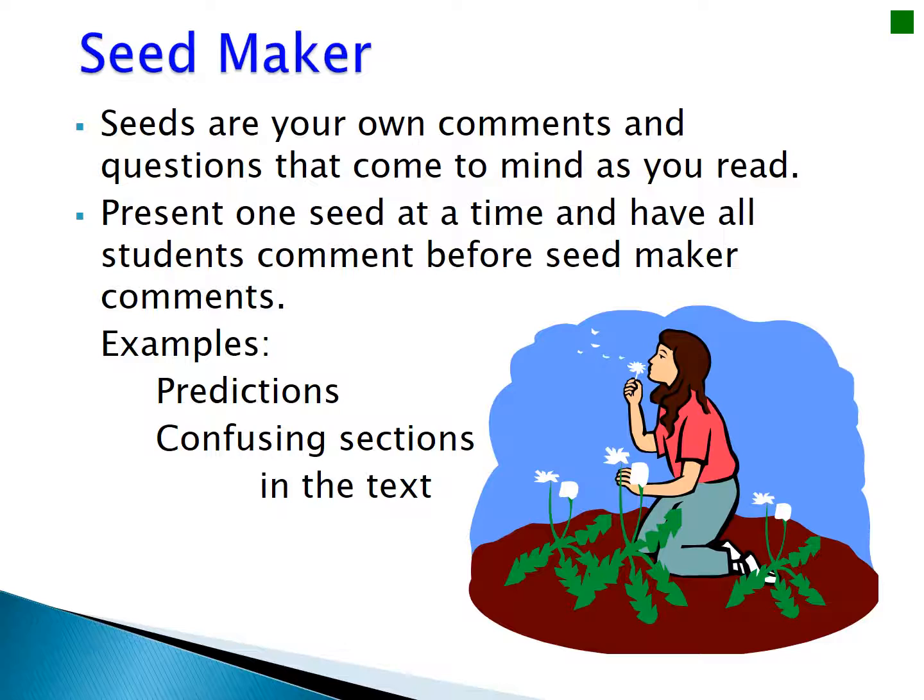So a seed maker basically takes comments and questions that come to mind as they read. They present one seed at a time, and all of the students comment before the seed maker comments. For example, after a certain paragraph, the seed maker may say, "Now I made a prediction here. What are your predictions that you made before you read this passage?" And then all the other students respond, and then the seed maker tells what he or she predicted. Many things can be done with the seed maker, but predictions and clearing up confusing sections of text are good ones to begin with.